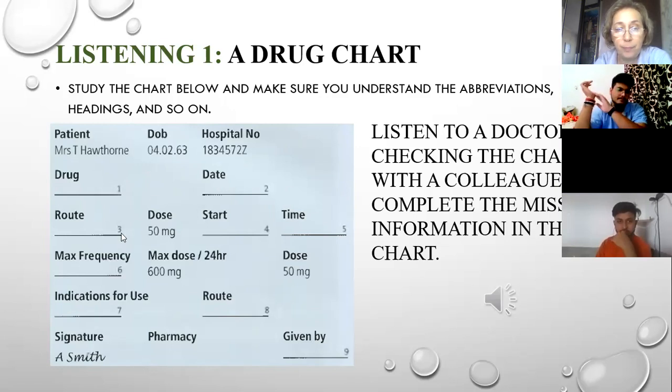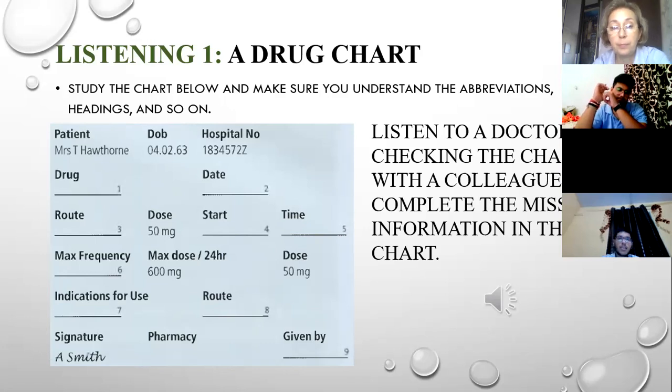Then route. How should we take it, like orally. Yes, medication route. Then dose, we know. Start and time. When does this dose start? Here the first time the dose is taken by the patient, like 4 times a day or twice a day. Okay, maybe possible.